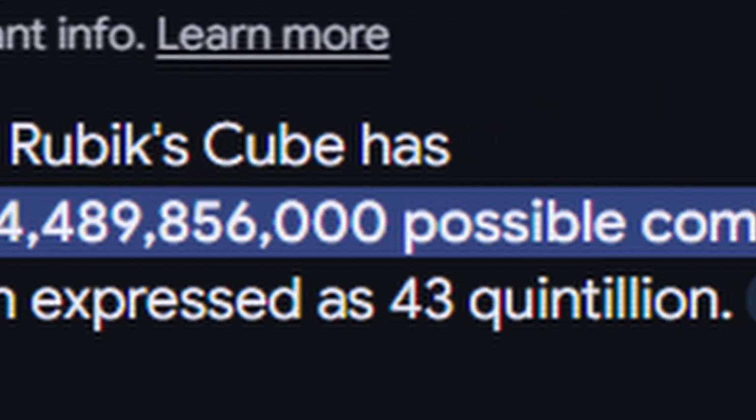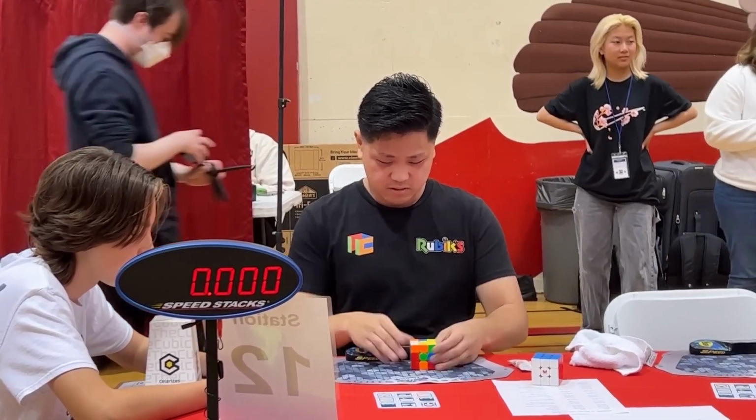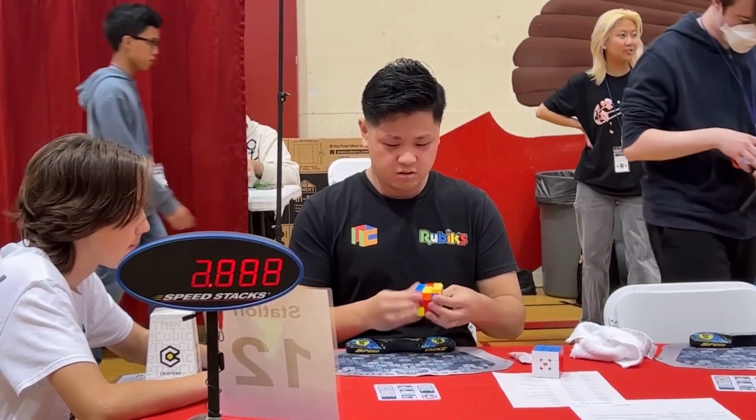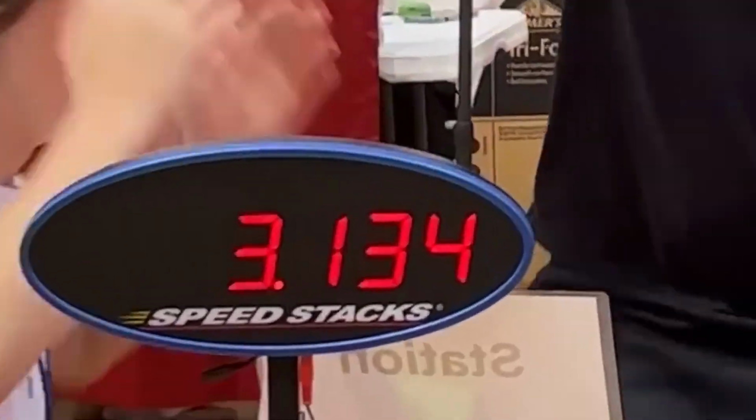This is a Rubik's Cube. Yet with over 43 quintillion combinations, people can solve it in under 5 seconds. Yes! And I'm gonna learn how to solve it. Again.